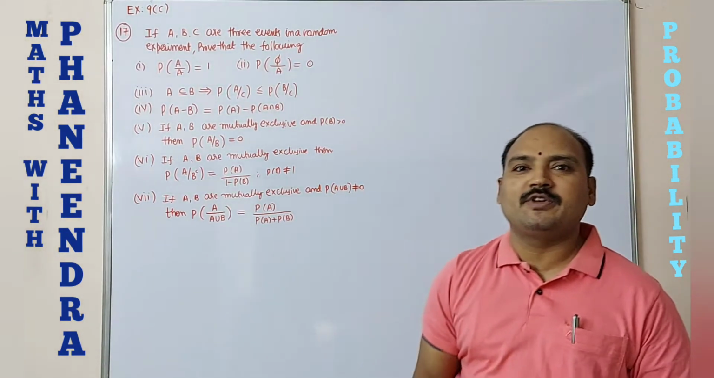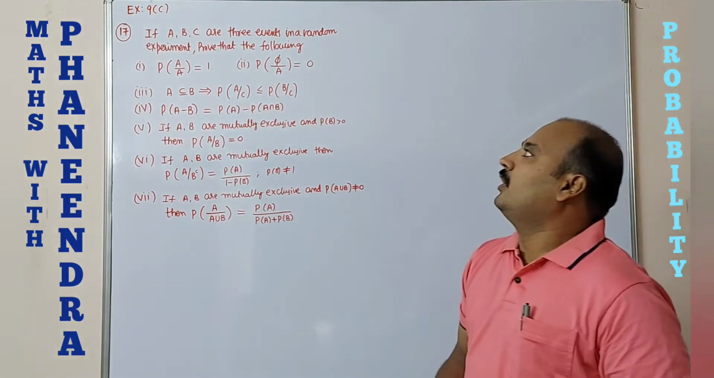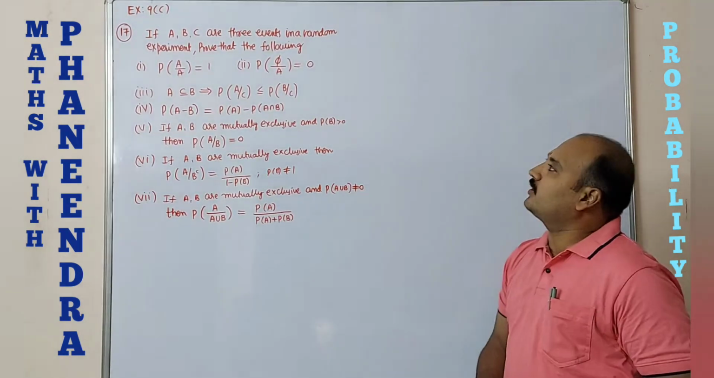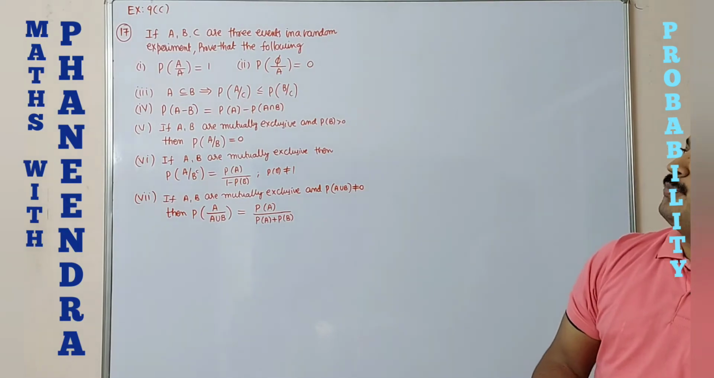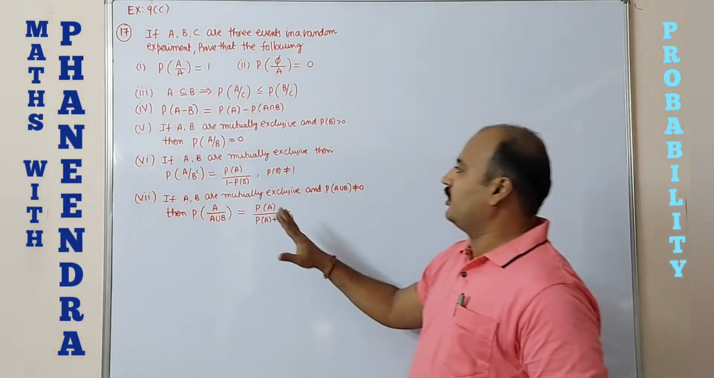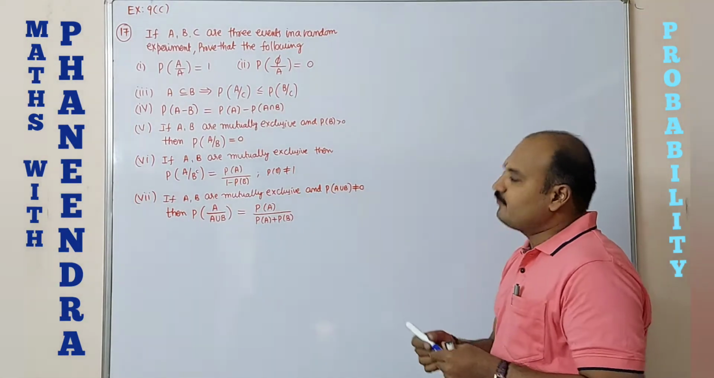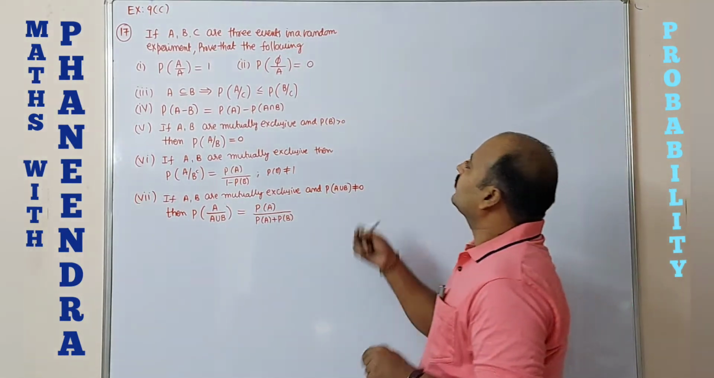Next question number 17, dear students. If A, B, C are 3 events in a random experiment, prove the following. So here total 7 questions are there. One by one I will explain. Come to the first question.